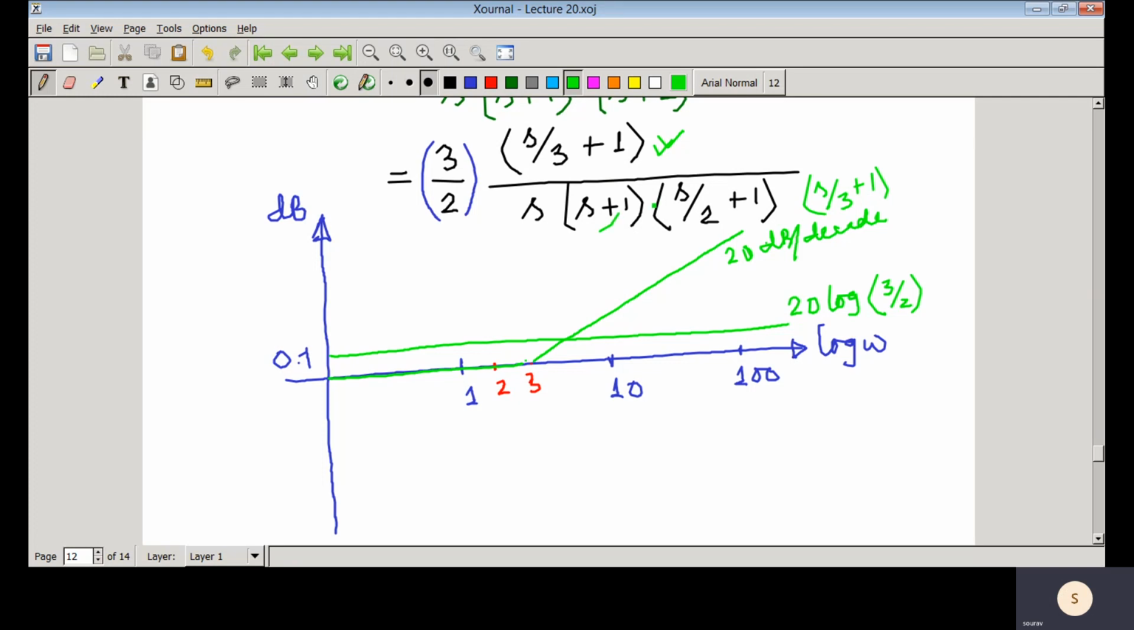Now for this factor, say s, there would be a slope as it is in the denominator. So this slope is minus 20 dB. So for s, the slope is minus 20 dB per decade.